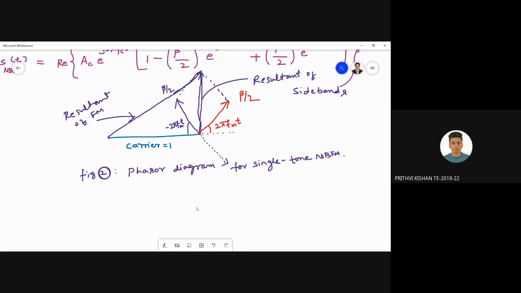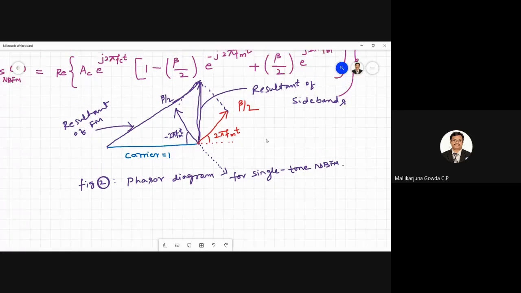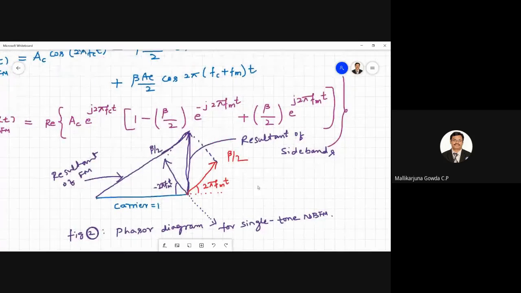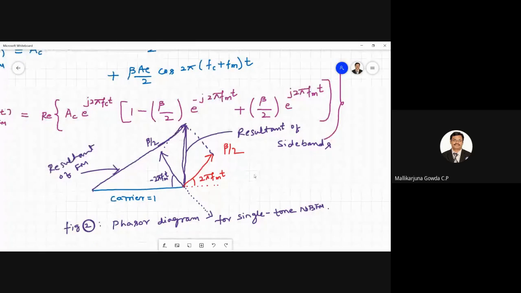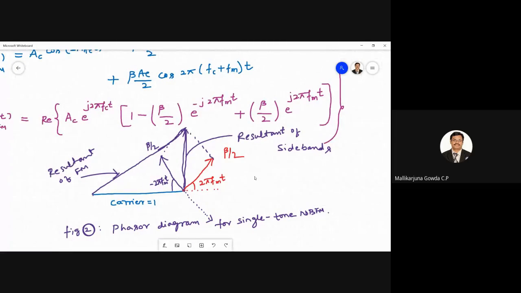Tell me. Sir, in AM wave, the resultant is the same phase as the carrier. Yeah, very good. Very good notice. So that is the understanding you should be able to get. In standard AM, what we observe is the resultant of the phases corresponding to the two side bands.